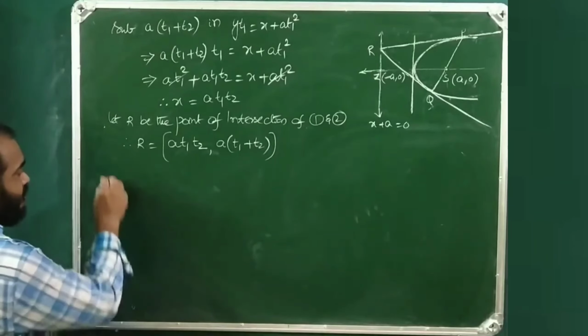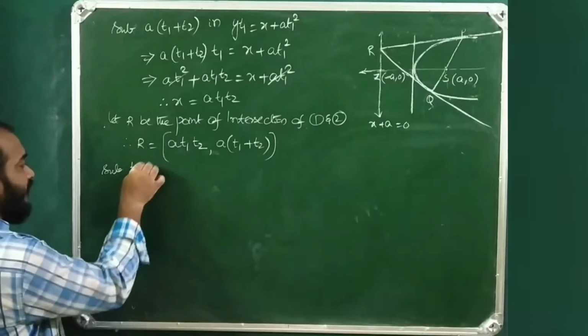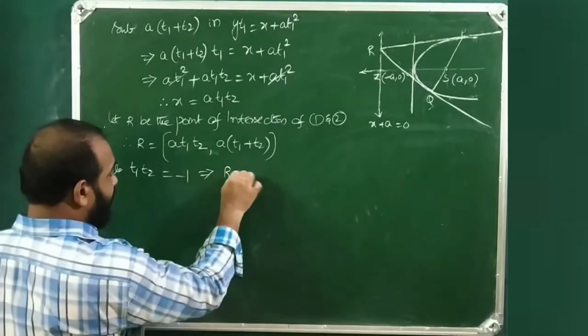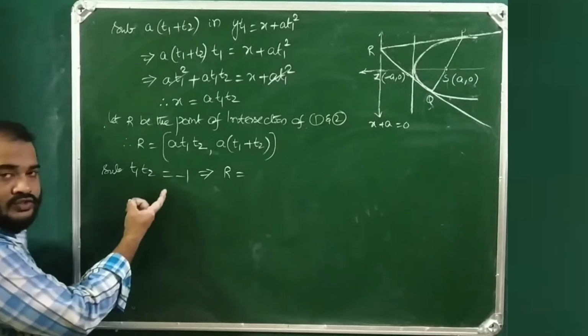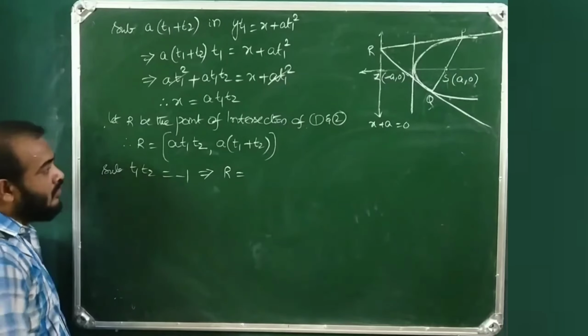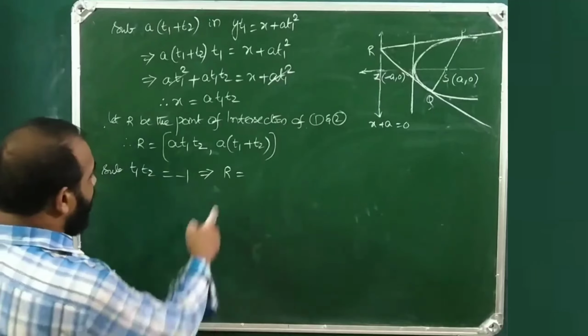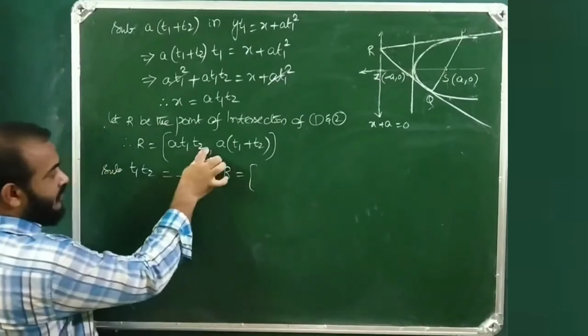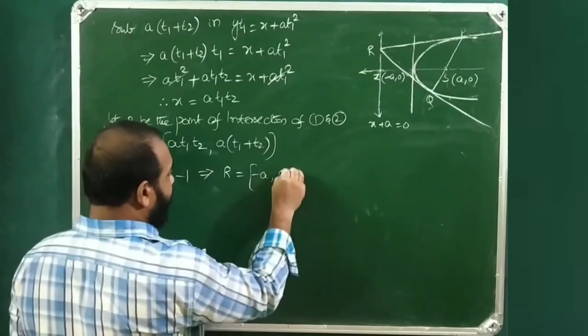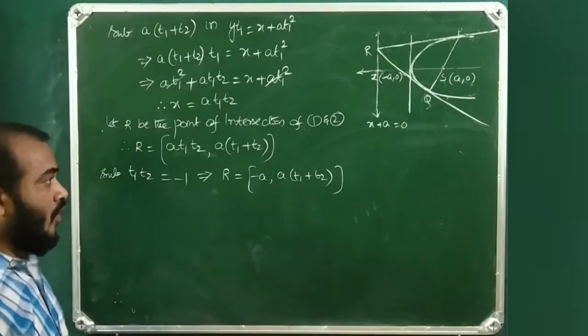Substituting the condition t1 t2 equals minus 1, which is the condition of a focal chord, we get R equals (minus a, a(t1 + t2)).